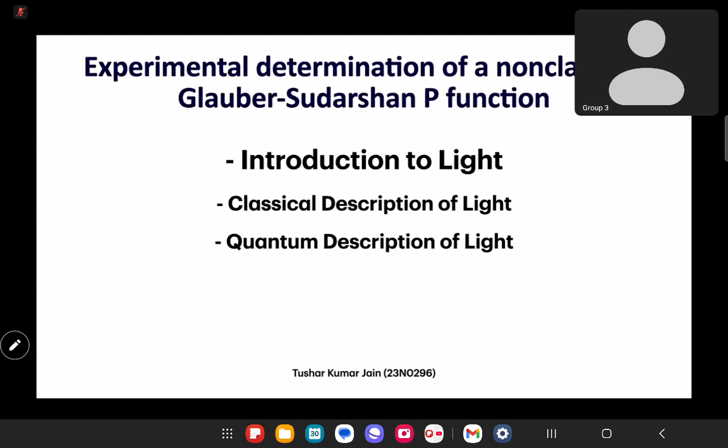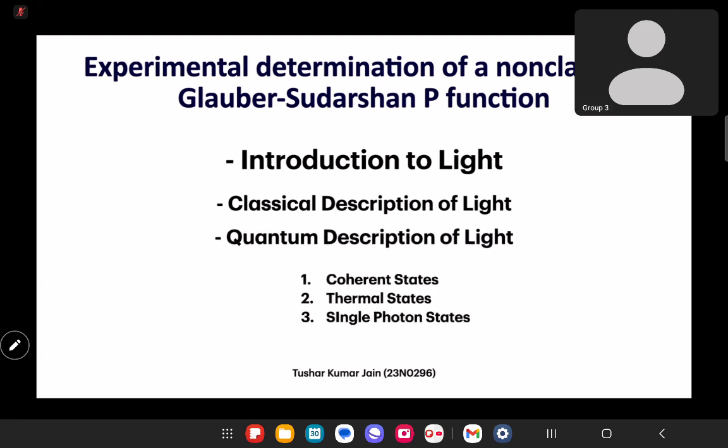Quantum mechanics revolutionizes our understanding by introducing the photon, the smallest quantum of light. Quantum electrodynamics describes light as quantized excitations of the electromagnetic field. And this quantum description reveals behaviors that have no classical counterpart. So we can categorize quantum states of light into three fundamental types.